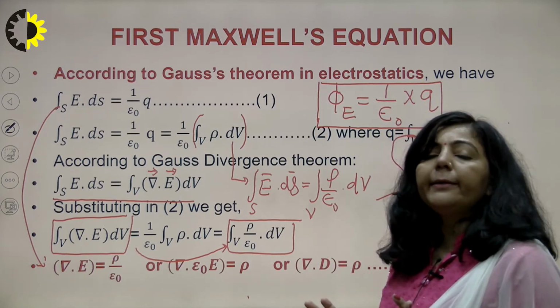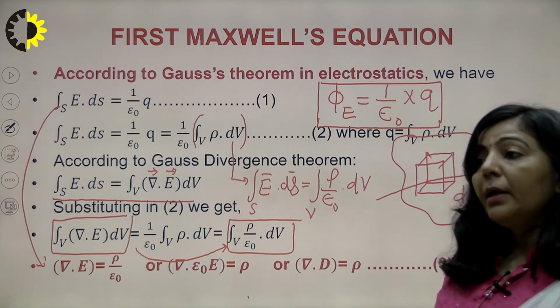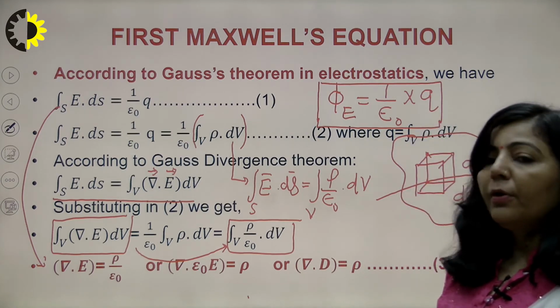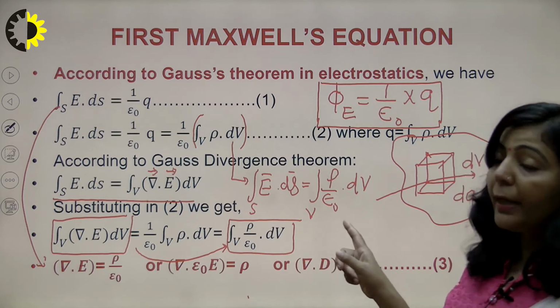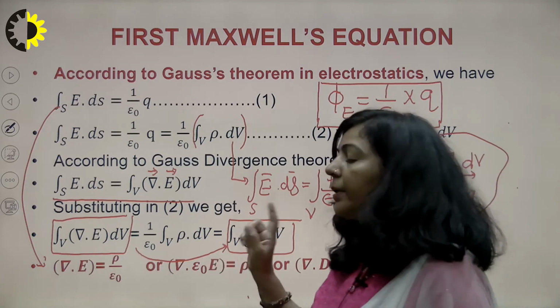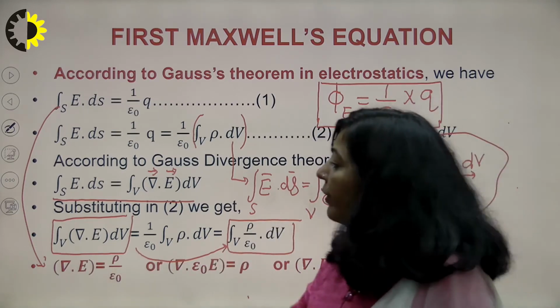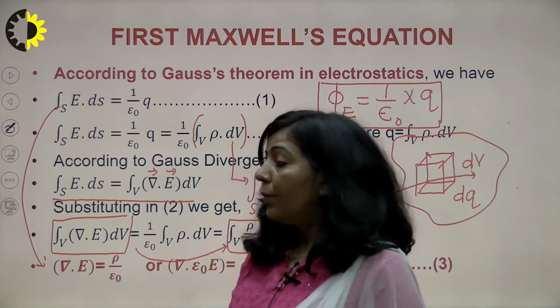Two volume integrals are there and both are equal to each other. So that is possible if the terms for which you are taking the volume integral are equal. So from there you get divergence of E is rho by epsilon naught. What is this divergence? What is this del?